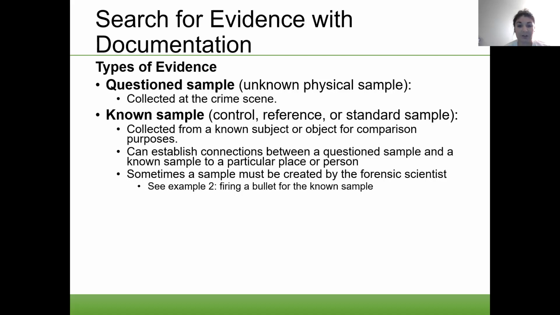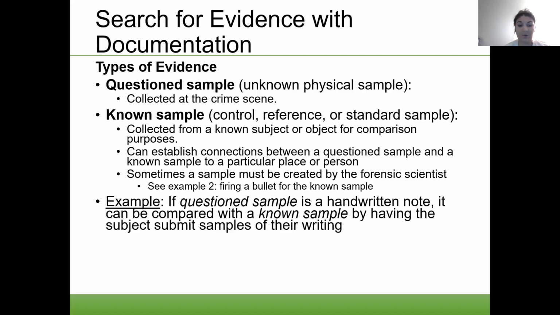Sometimes a sample must be created by the forensic scientist, which will be in example 2, which we'll go over. The firing of a bullet for the known sample: the forensic scientist fired the bullet, so that bullet that the forensic scientist made or fired is now the known sample.